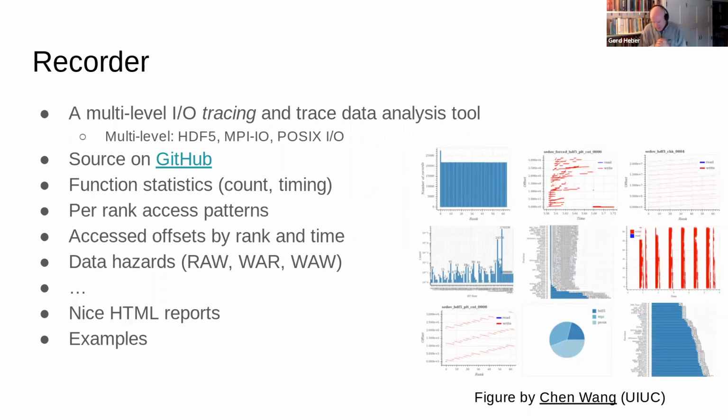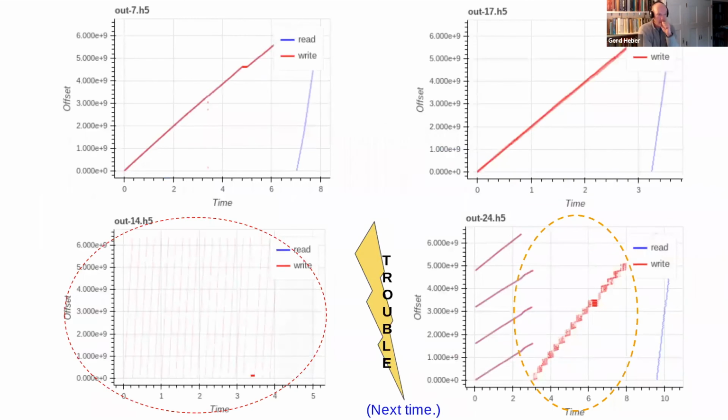And it also has some nice onboard report generation capabilities where these figures are being generated. And what happens when you apply Recorder to our problem? Well, I've just taken a few samples, 7, 17, 14, and 24. You see things that make sense, but then things that don't make sense. So on the vertical axis, the y-axis is the offset in the file at which you read or write. And the horizontal dimension, the x-axis, is time.